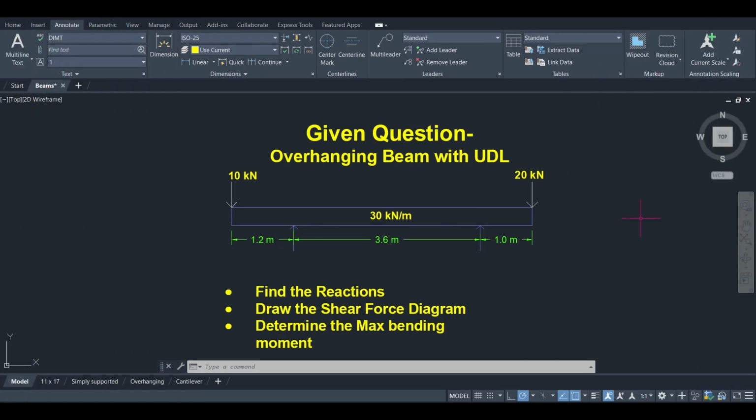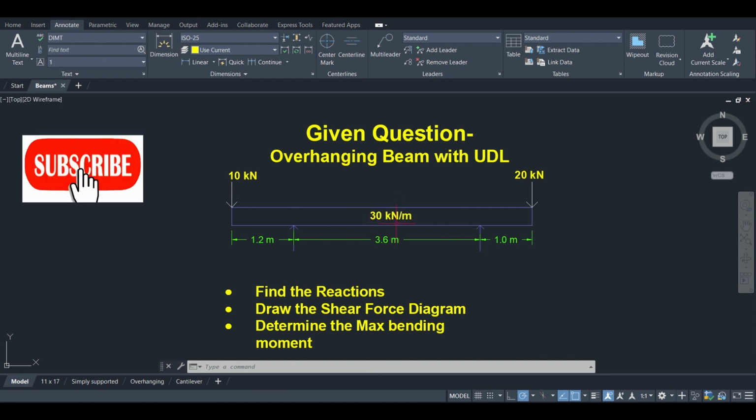Now here we have the overhanging beam that we're going to be working with for this video. Notice it has two loads on it, but I want you to pay keen attention because it has a uniformly distributed load. And if you watched video 1 in this series, you would have seen where I gave an example of how you could identify a UDL. This right here tells you it's a UDL. It says 30 kilonewtons per meter.